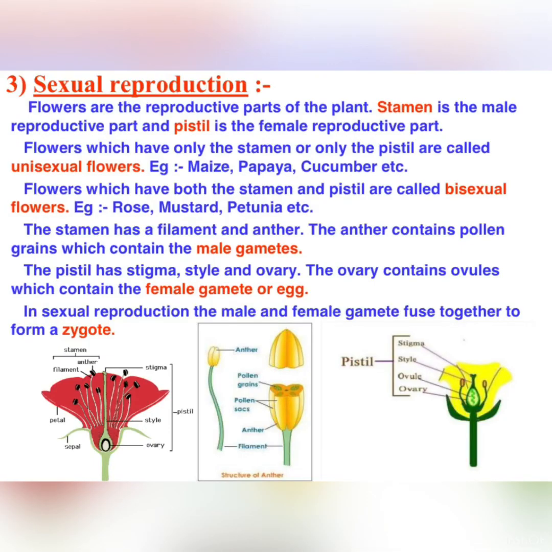Now, unisexual flowers and bisexual flowers. Unisexual flowers are those flowers which have either the male part or the female part, meaning they contain either a pistil or a stamen. They are known as unisexual flowers. For example, maize, papaya, and cucumber. And bisexual flowers are flowers which have both the male as well as the female part. They are known as bisexual flowers.